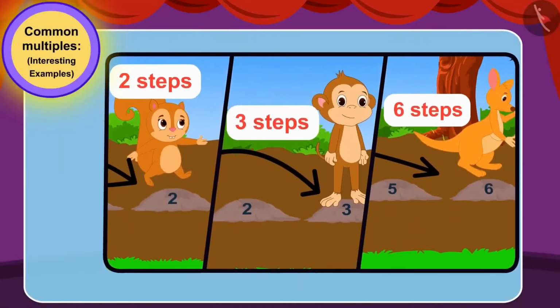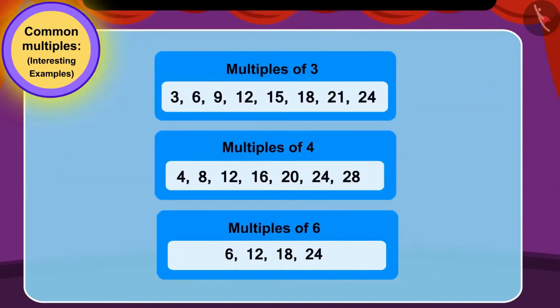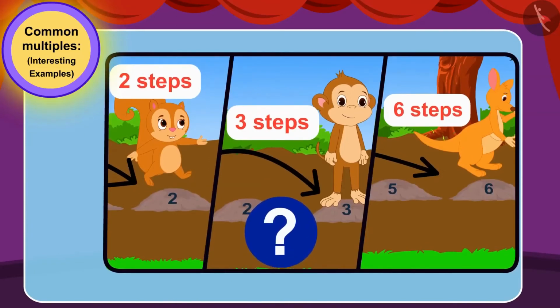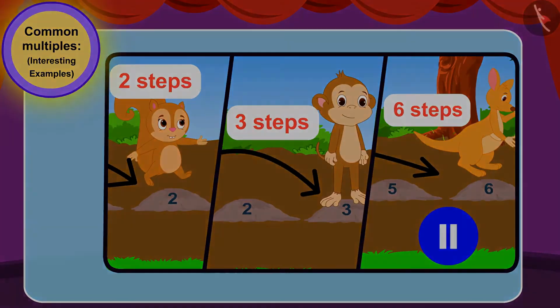Children, if all three friends had jumped to multiples of 2, 3 and 6 instead of multiples of 3, 4 and 6, would the three friends have crossed the marsh successfully? If you want, you can stop the video and find the answer.